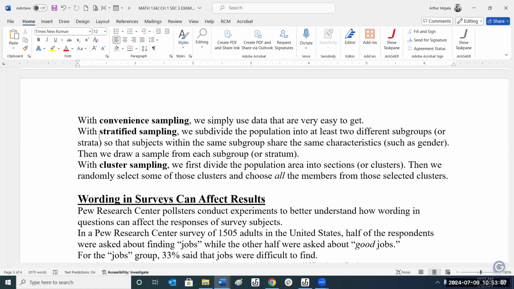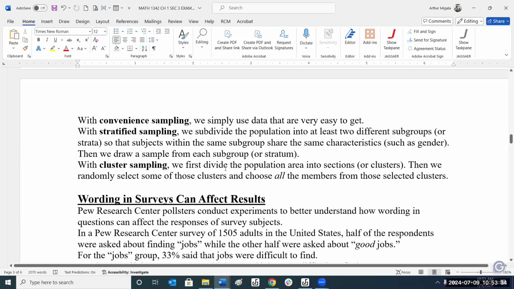So stratified sampling is where we subdivide the population into at least 2 different subgroups, and the subjects within the same subgroup share the same characteristic. Then we draw a sample from each subgroup. So what that is, you're mixing it up, and then picking from there. So there are different levels of randomness.